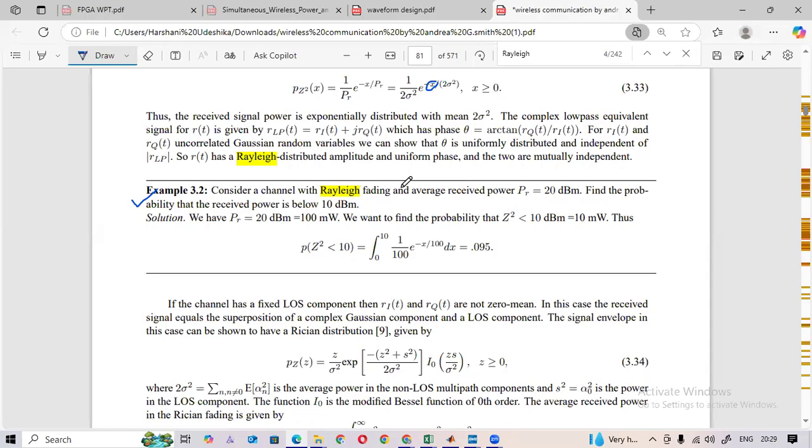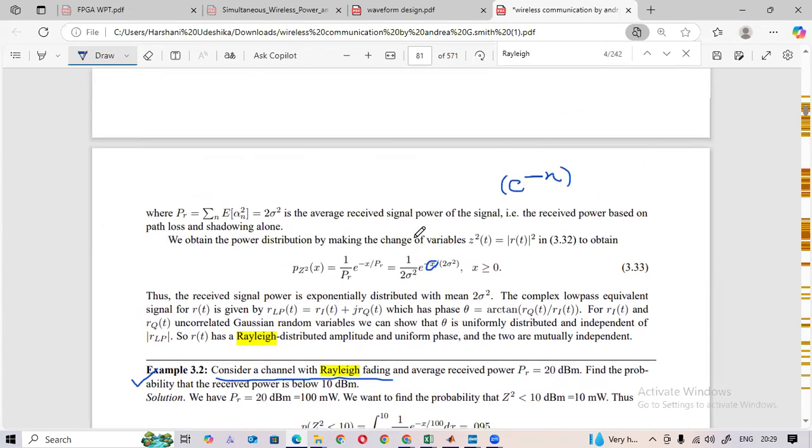Okay. So I think this is not much difficult. You are asked to consider a Rayleigh fading channel, and it is said that the average received power will be 20 dB.